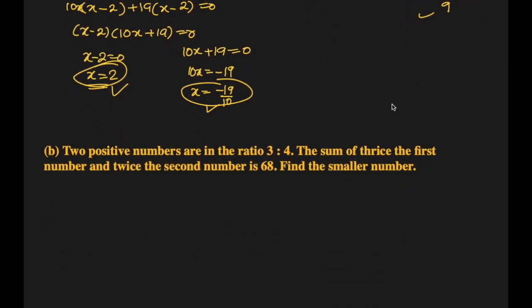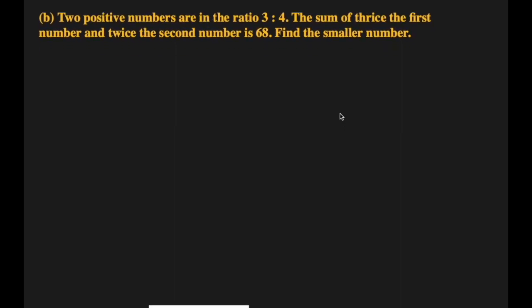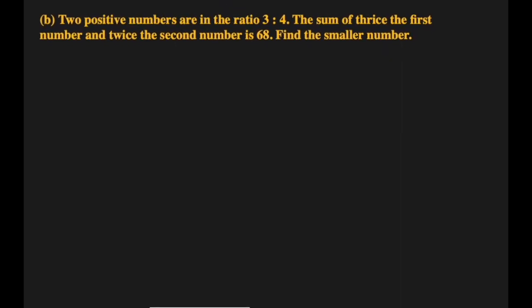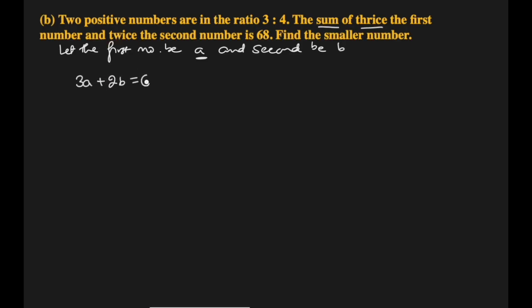It has a B part also. 2 positive numbers are in a ratio of 3 to 4. The sum of thrice the first number and twice the second number is 68. So let's assume the numbers first. Let the first number be A and second B. So the first number is A, so 3A plus twice the second number is 68.